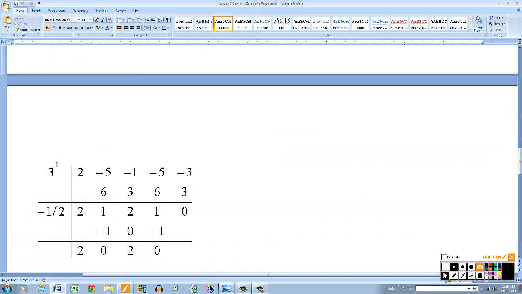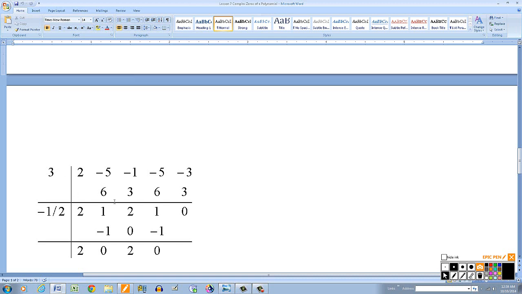So I'm going to try 3. I tried them all, so I'm just going to give you the ones that work. But it's really trial and error. So put the coefficients, draw your line, and then this 2 comes below the line, and you go 3 times 2 is 6. Take it over to the next column, add the numbers, negative 5 and 6, you get 1.